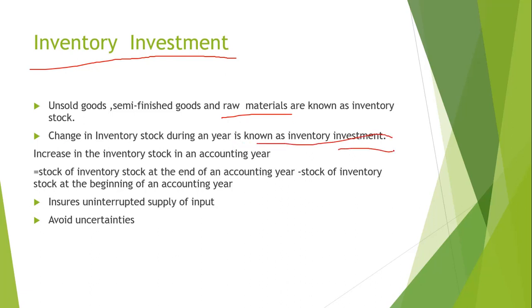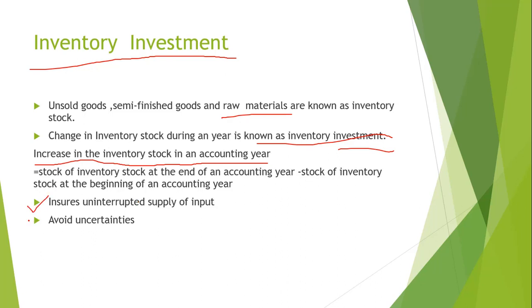And the increase in the inventory stock in an accounting year is equal to, the same as the previous one, the inventory stock at the end of the accounting year minus the inventory stock at the beginning of the accounting year. Total inventory stock at the end of the accounting year minus total inventory stock at the beginning of the accounting year.